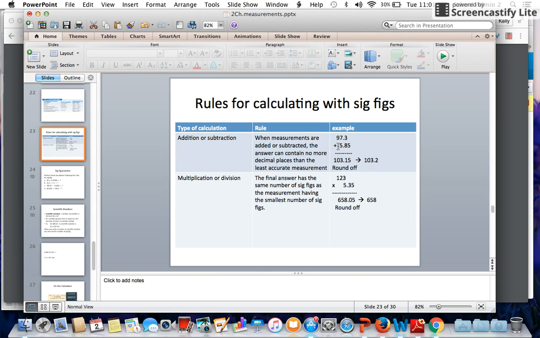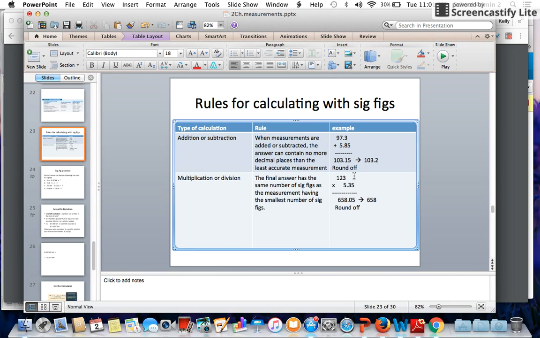When you get these problems, you see if it's adding or subtracting, and then you look at the decimal places. For multiplying and dividing, that's when we look at sig figs. You have to know how many sig figs are in these measurements first. What I do is always make a note, count them. So there's 3 there, and there's 3 there. This one's pretty easy.